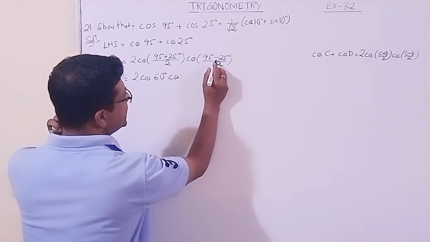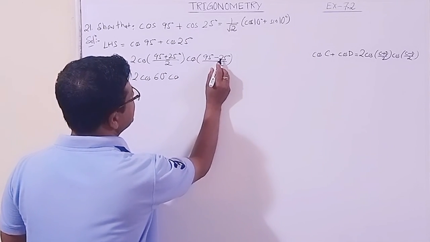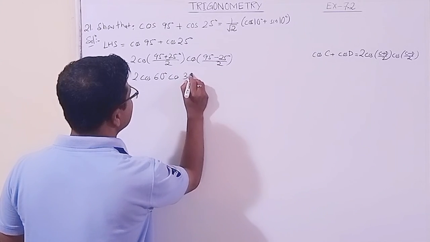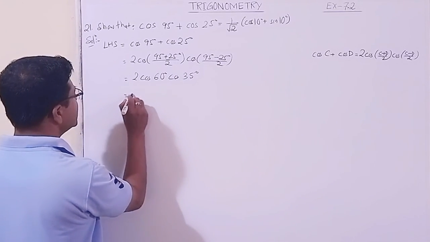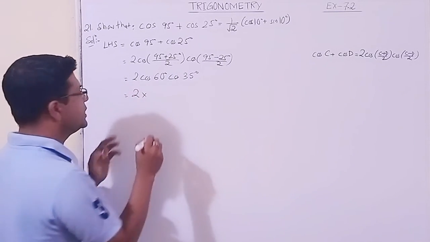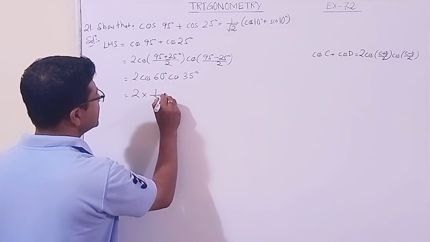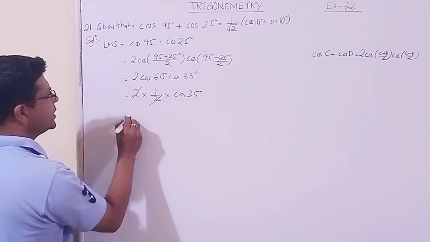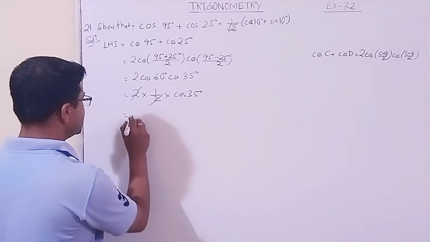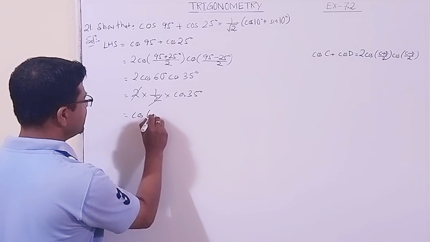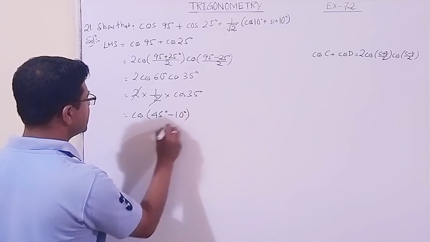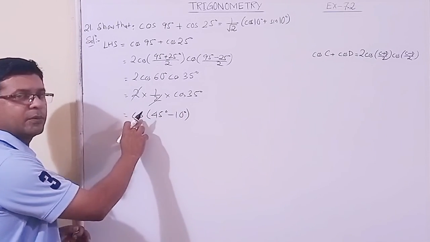Cos 95 minus 25 is 70. 70 by 2, 35 degree. Got it? Now what is the value of cos 60? Half, cos 35 degree. 2 will get cancelled. Now cos 35 means 35 degree can be written as, we can write 45 minus 10. Okay. Now we shall apply, this is in the form cos A minus B.